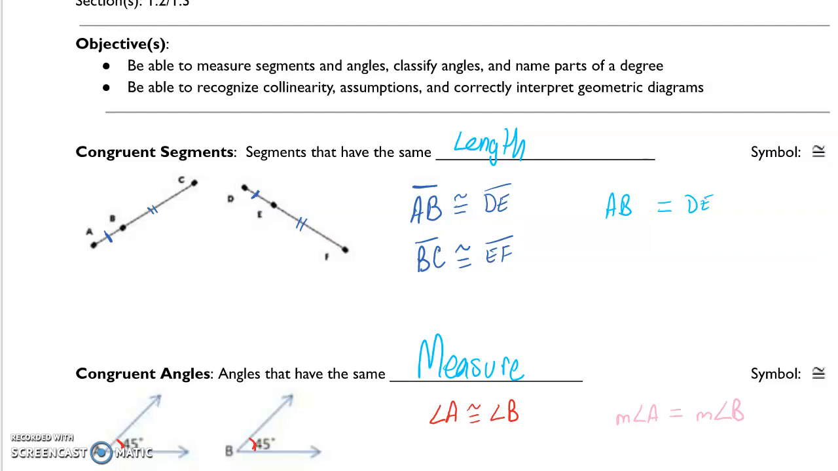Same thing with angles. If my angles have the exact same measure, I can say that angle A is congruent to angle B. Keep it at that. But if I want to use an equal sign, I have to state that the measure of angle A is equal to the measure of angle B. Small differences that make a big difference in the end.